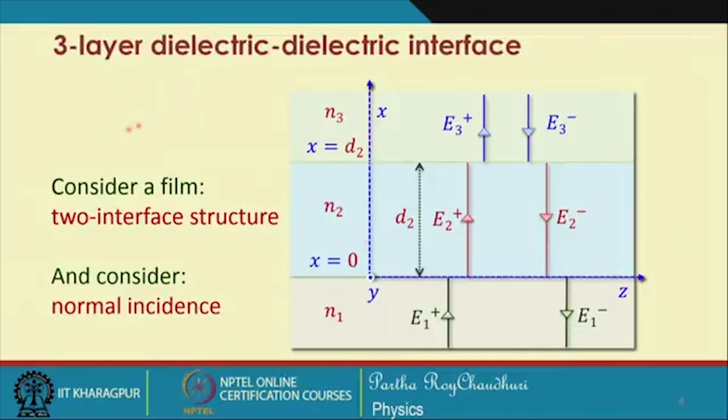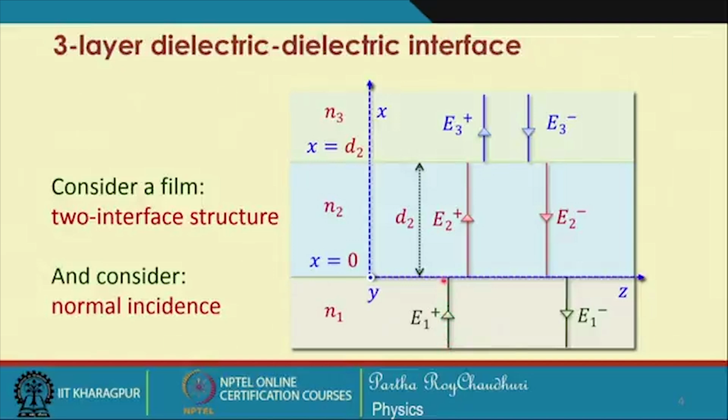So, for a 3 layer dielectric-dielectric interface, consider a film. The refractive index of the film is n2, which is surrounded by layers of refractive index n1 and n3, and let us consider normal incidence. We will switch over to oblique incidence later, but first, for simplicity, we will consider normal incidence.